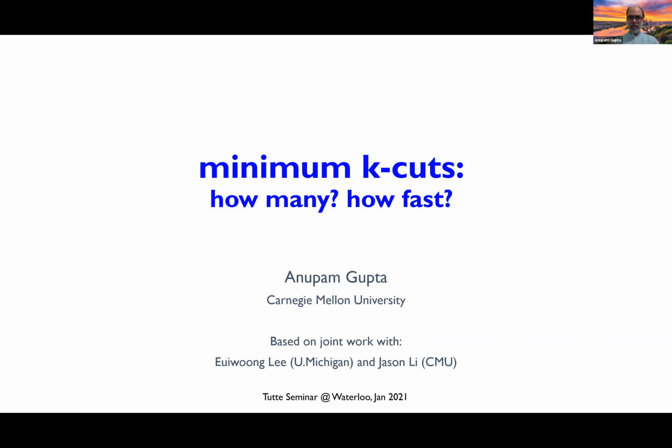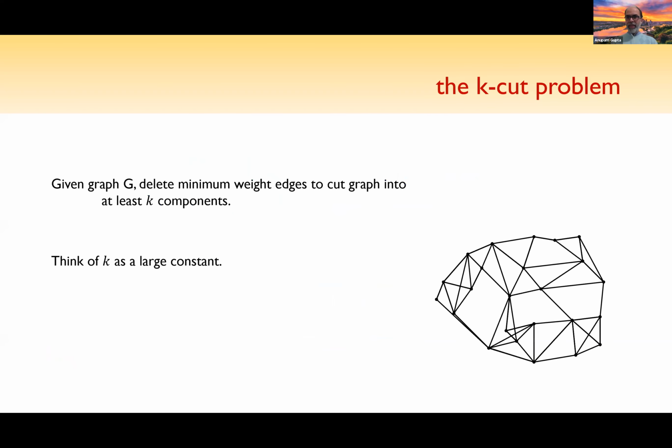I'm hoping that you'll be able to get most of the technical ideas, or at least the basic ideas behind them. Okay, so what's the k-cut problem? The k-cut problem says, I'm given a graph G with edge weights on it, and I want to delete the minimum weight edges to cut the graph into at least k components. So the 2-cut problem would be just the graph min cut. It's the global min cut problem. And k-cut is just you want the graph to break into at least k connected components.